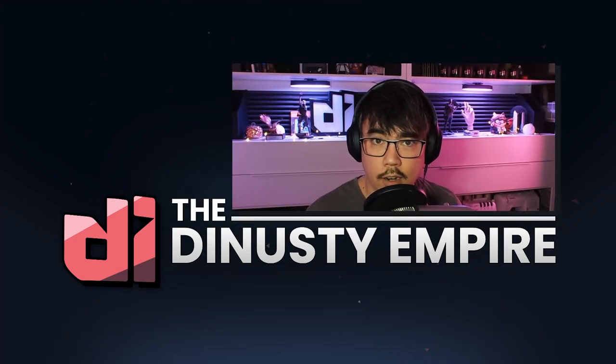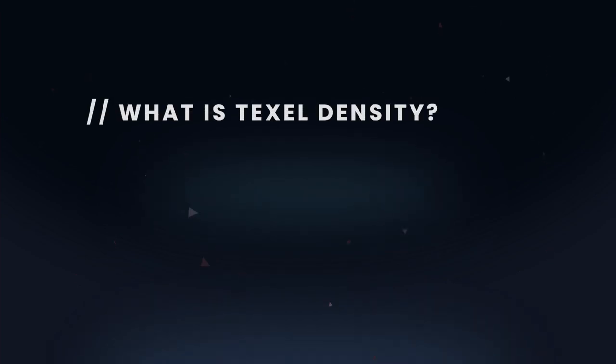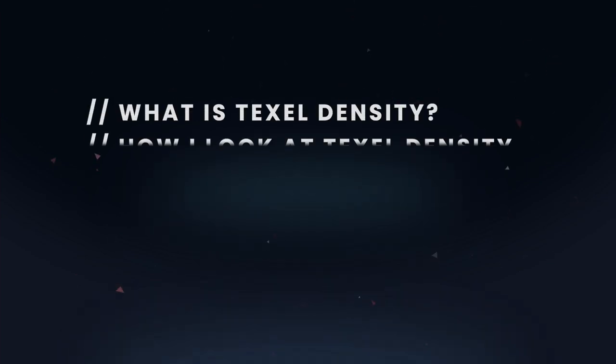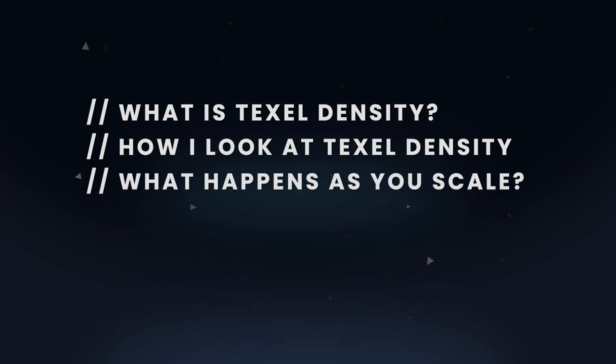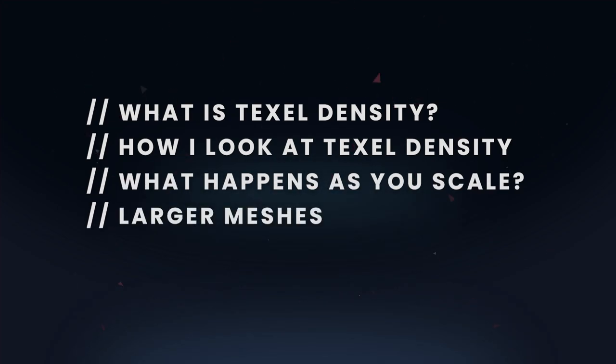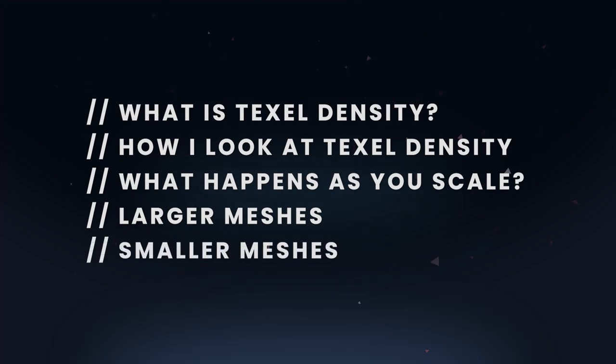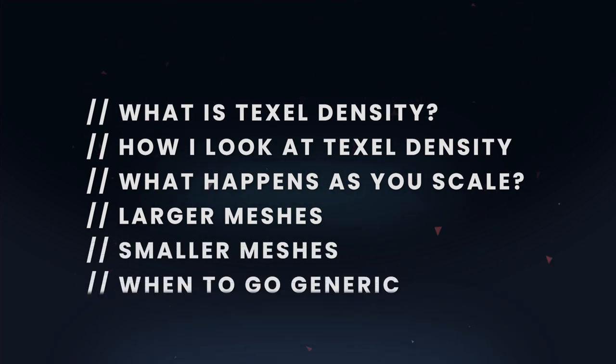Just as a quick breakdown, we're going to be looking at the definition of texel density, how I look at texel density, which is in more of a volume, three-dimensional way, as well as what happens when you scale your mesh. When a mesh gets larger and when it's smaller, what is your texel density doing? And then when it's a good time to start going generic with your materials in order to maintain texel density and keep a good looking asset going.